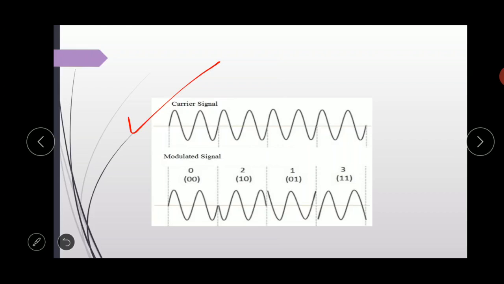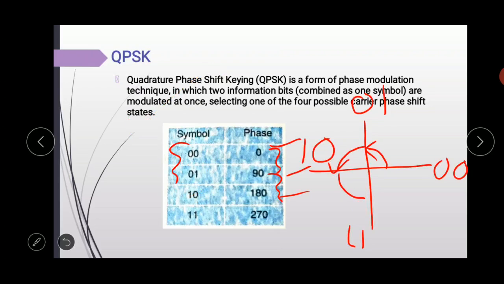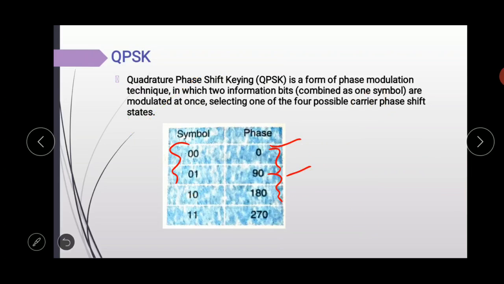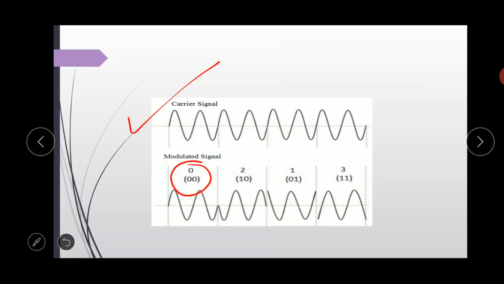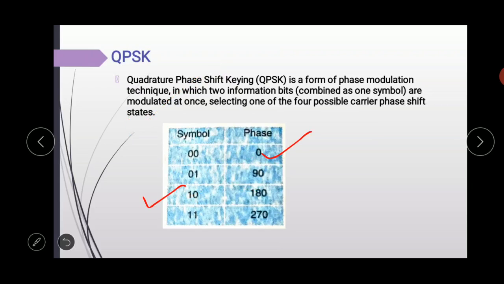This one is the carrier signal and this one is the modulated signal. When 00 is given in the input, then at the output we get the signal with 0 degree phase shift. Here you can see it is written that at the 00 input combination, the phase shift is 0 degree. Then when 10 is given, the phase shift is 180 degree.